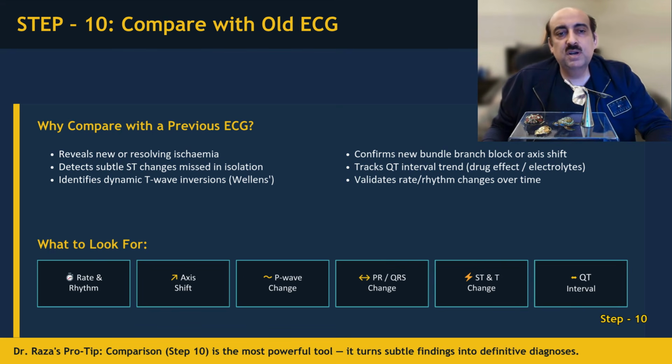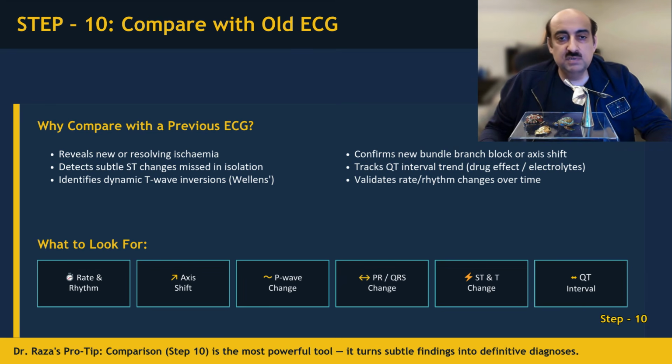So why is it important? Because it could be revealing either new ischemic changes or a resolving ischemia. There could be subtle ST changes which were missed in isolation. Also, it can identify dynamic T wave changes, because if you've got dynamic changes like the Wellens phenomenon, Wellens T wave inversion, that indicates there is an ongoing myocardial ischemia, hence serial troponins and serial measurements of ECG will be really, really crucial. If it's a new left bundle branch block, consider it as a diagnostic criterion for acute MI unless proven otherwise, especially if a patient is symptomatic or has got high risk factors.